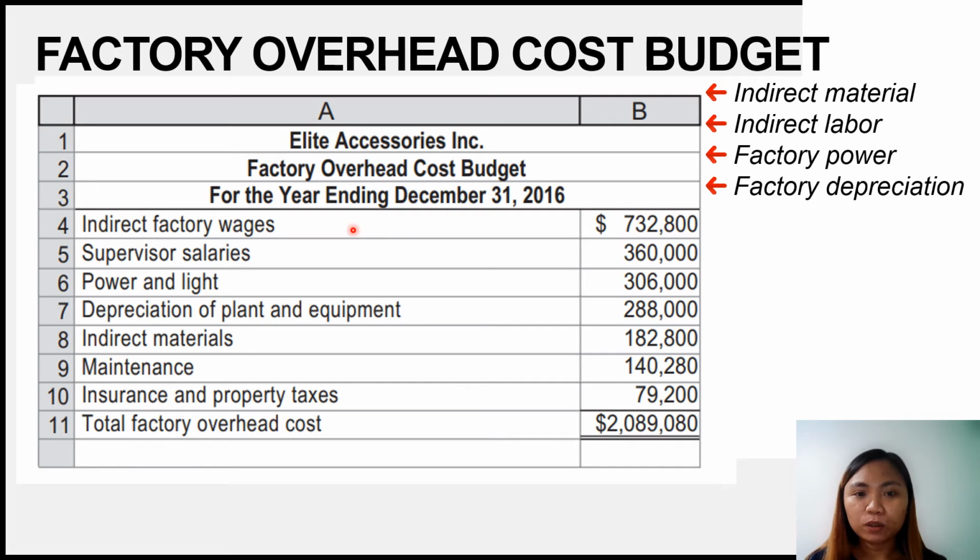And this factory overhead cost budget may be supported by departmental schedules. In those departmental schedules, these costs are normally separated into fixed and variable costs so that the managers will be able to monitor and evaluate such costs during the year. And for the year ending December 31, 2016, Elite Accessories estimates a total factory overhead cost of $2,089,080.